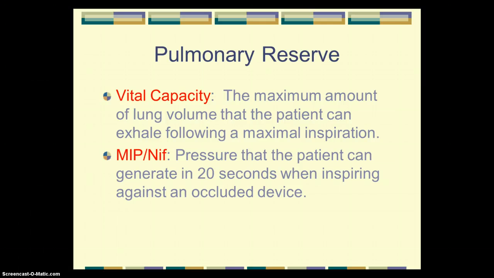The vital capacity is the maximum amount, of course, of lung volume the patient can exhale following a maximum inspiration. And again, that will be done with the Wright's respirometer. It can also be done through the ventilator. The MIP or the NIF is, of course, the pressure that the patient can generate in 20 seconds, and they should be able to generate a negative 20 centimeters of water. You and I should be able to do at least negative 40 to negative 60.